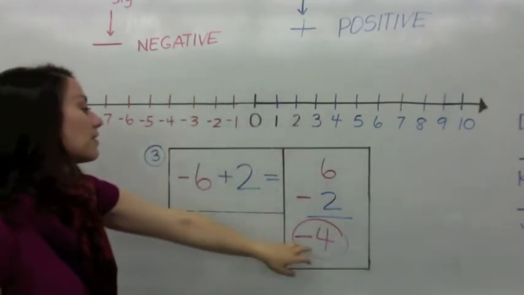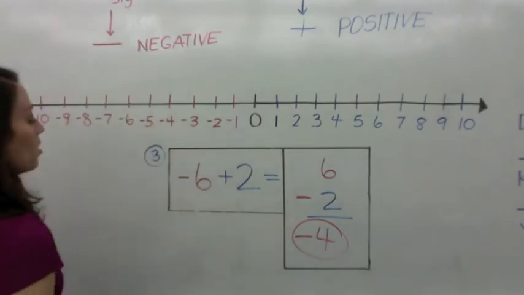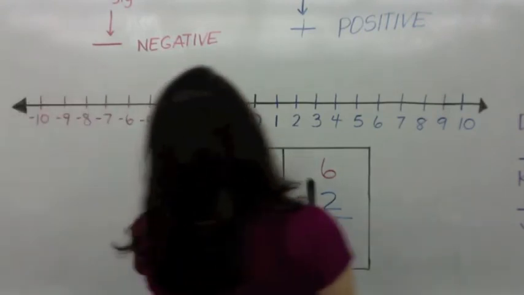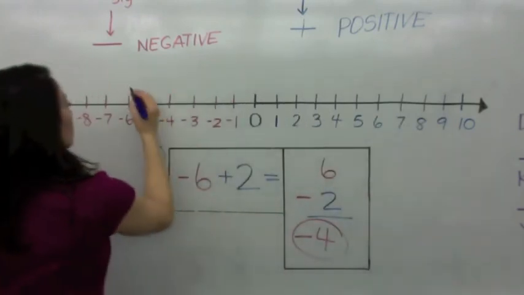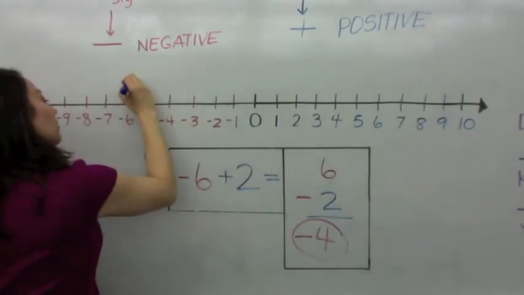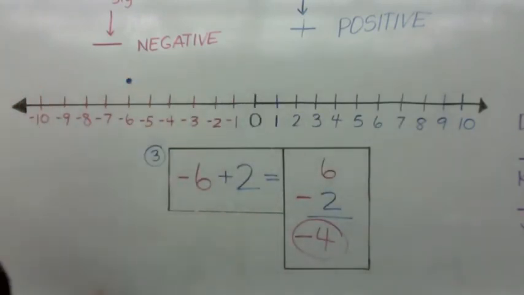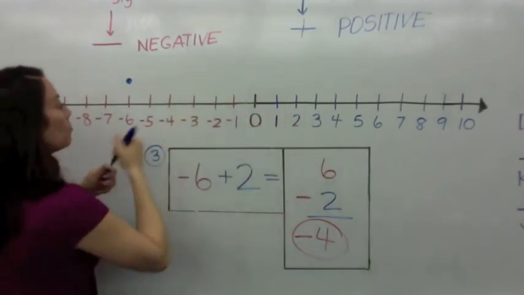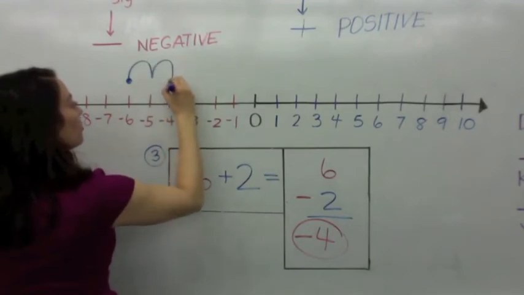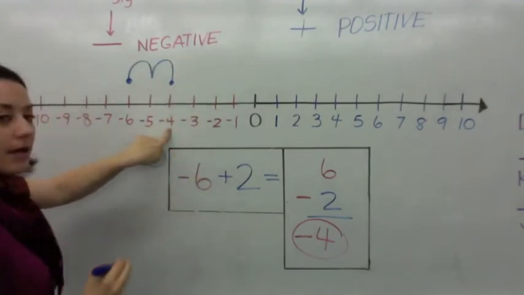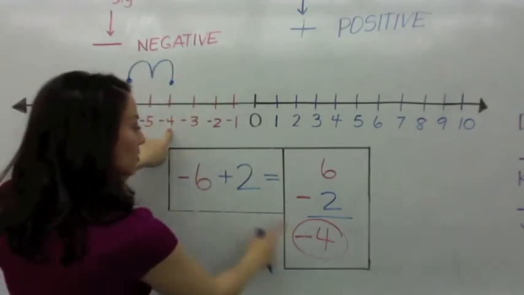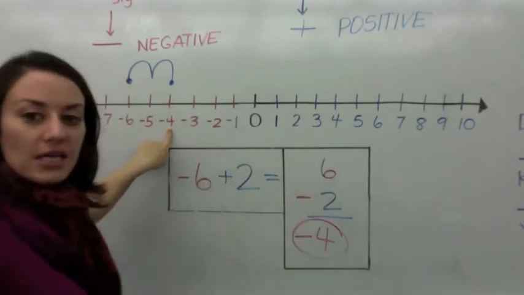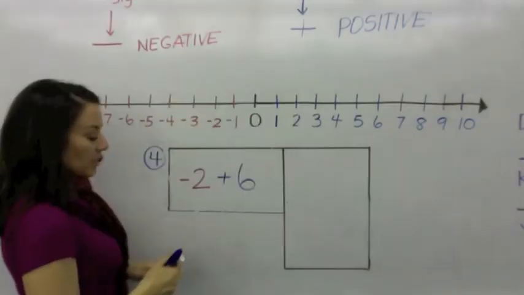Okay, so let's verify this on the number line to make sure that we're right. We're going to start at negative 6, negative to the left. Then we're going to add a positive 2, positive to the right. How many times? 2 times. You say 1, 2. So do we end up at negative 4? Is that the answer? Negative 6 plus 2? Yes.